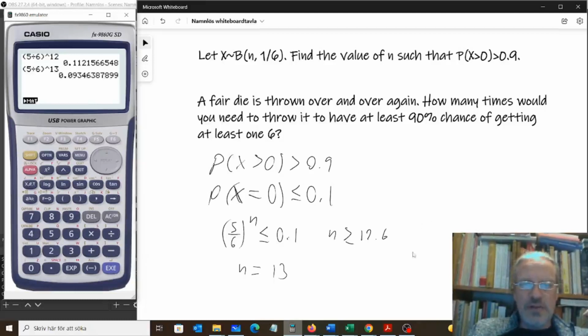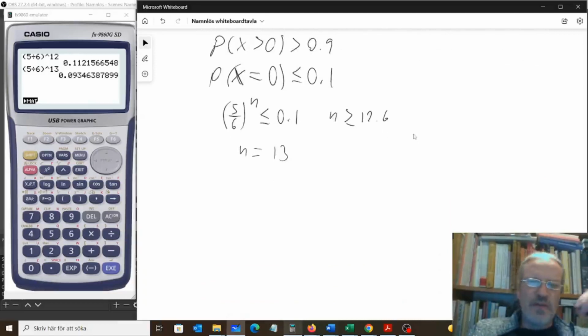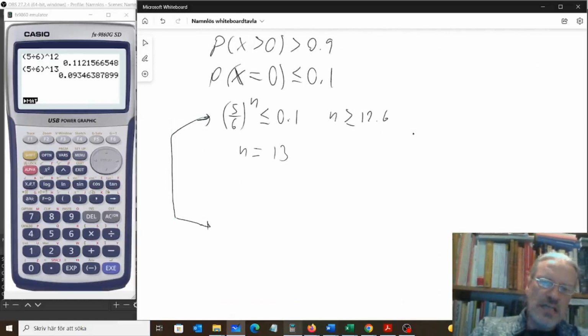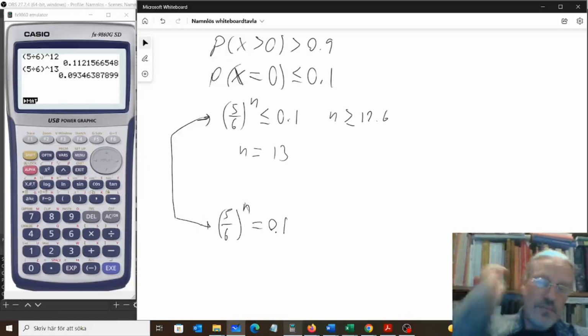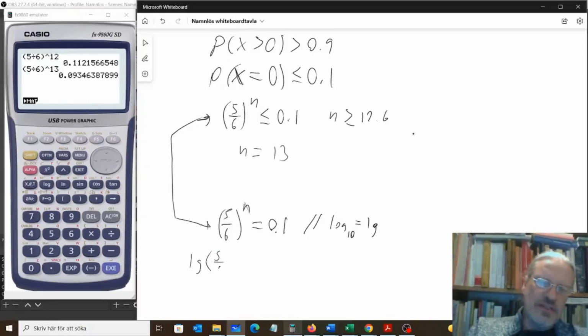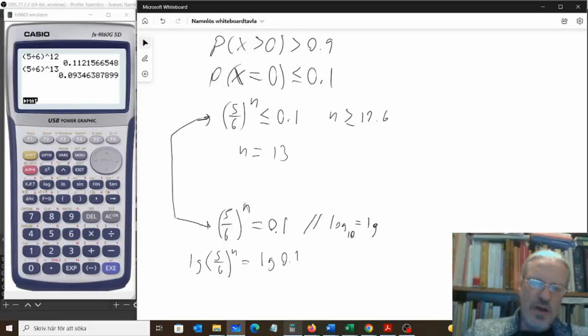We could also have solved this using logarithms. So we have this equation again here. And actually what we will do is we want to solve this equation. So we start with taking log base 10 on both sides. Let us call that LG. So, okay, LG of 5 over 6 to the power of n should be equal to LG of 0.1.